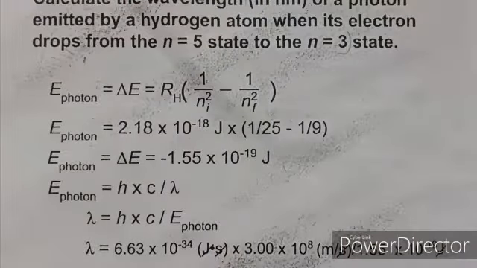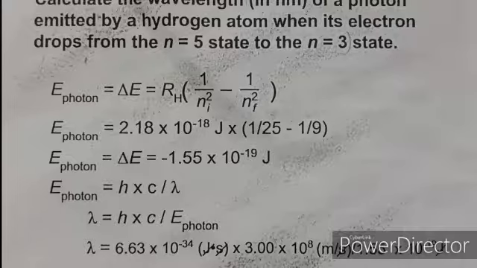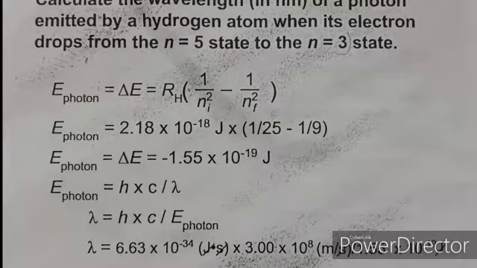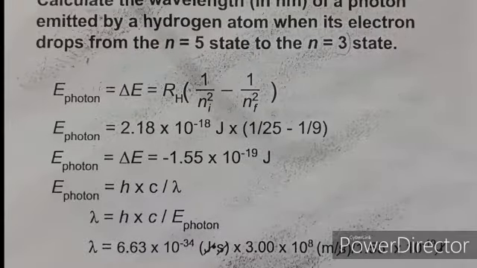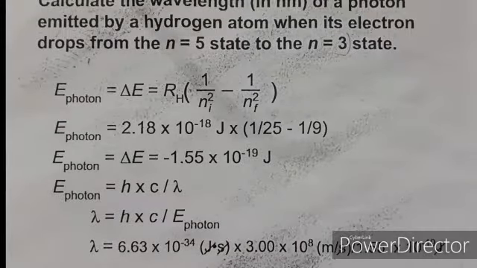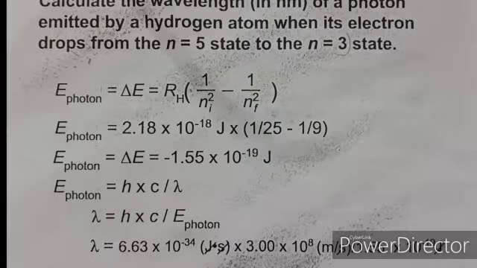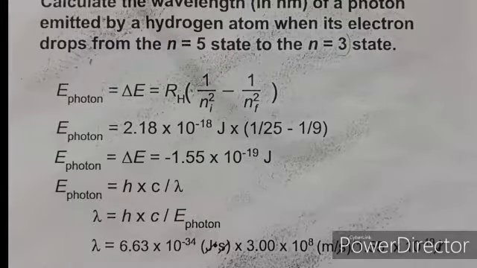Hi, I'm Din. Lastly, I'm going to tell you about an example of an emission spectra question. So let's go. The question is: calculate the wavelength in nanometers of the photon emitted by a hydrogen atom when an electron drops from the n, or principal quantum number, 5 state to the n = 3 state. You can use the formula delta E equals R_H in brackets 1 over initial n squared minus 1 over final n squared.